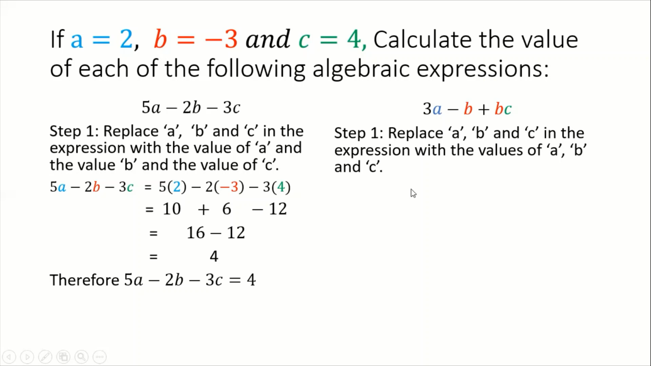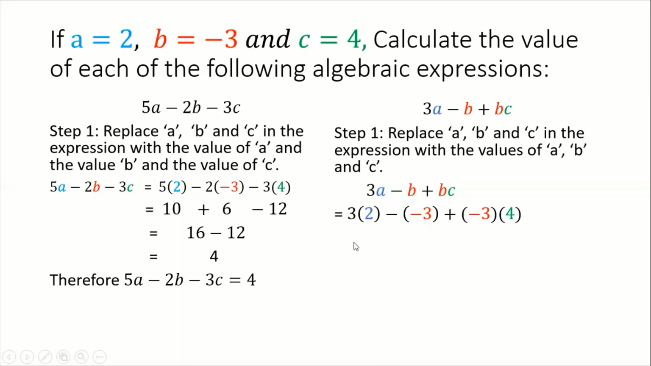Right? How do you state this? You're going to rewrite our expression, right? So we're going to replace the letter A with the value of A, which is going to be 2. We're going to replace B with the value of B, which is going to be negative 3. And we're going to replace this B here with the value of B, which is negative 3, and replace C with the value of C, which is going to be 4. So what you will have is 3 times 2 minus negative 3 plus negative 3 times 4.